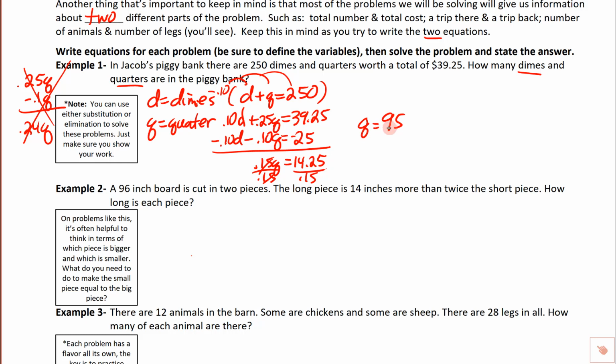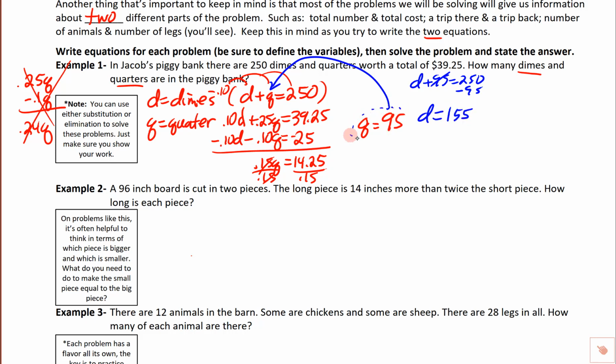Now remember, that's the quarters right there. So here's what we're going to do, and I'm going to change colors just so we can keep this straight. We know that there's 250 altogether, so this is going to end up being a quick subtraction problem, but I'm going to put that 95 right here. So we're going to get D plus 95 equals 250. So we're going to subtract 95. So we're going to get D is equal to, this would be 155.